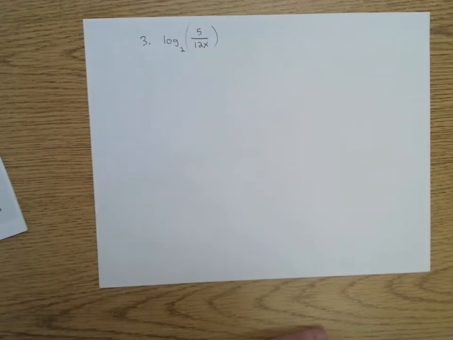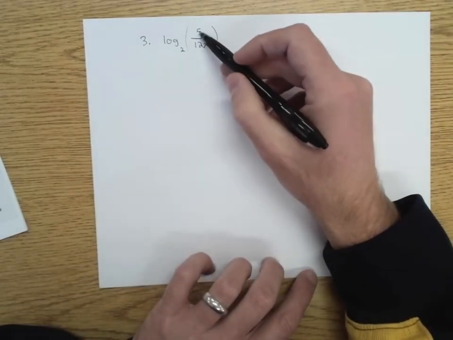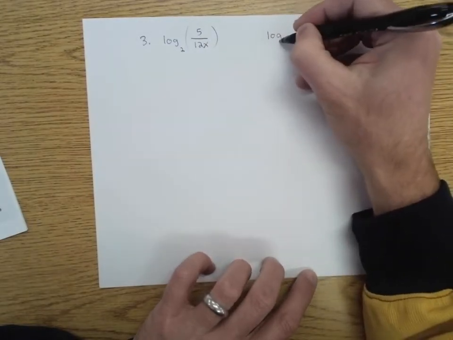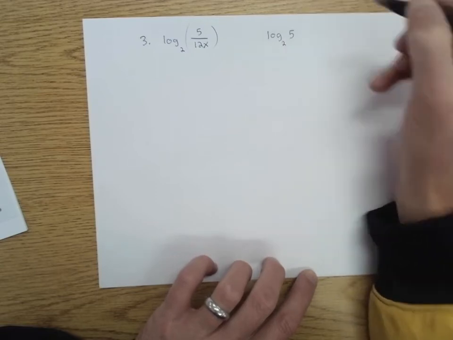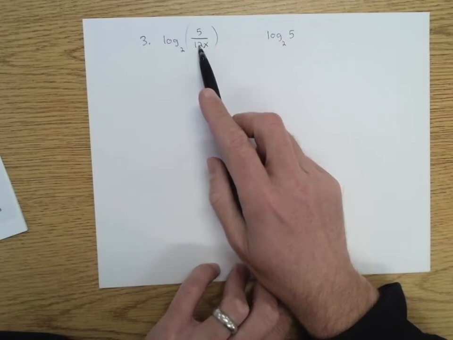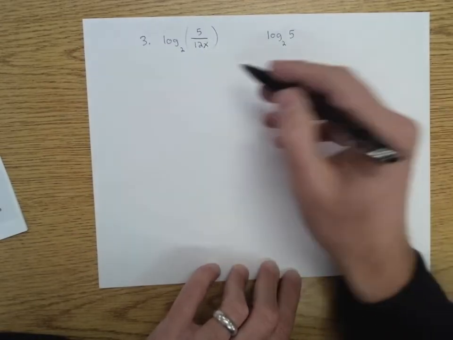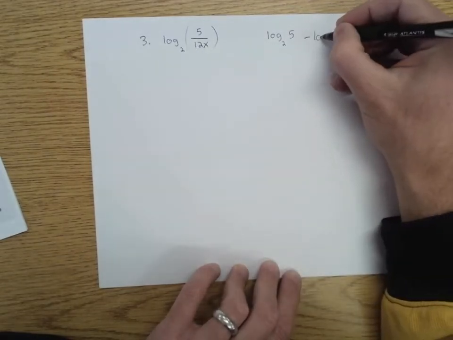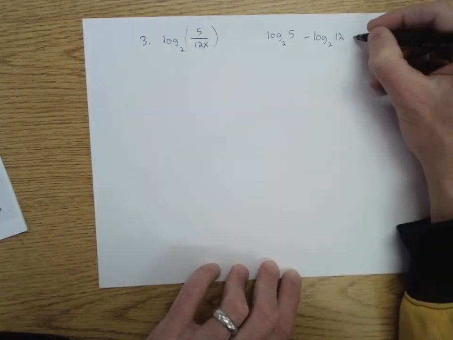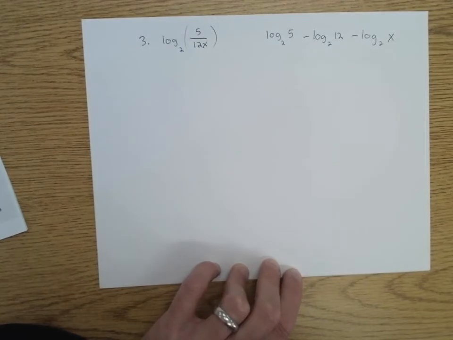Okay, go ahead and try that one. Alright, so when we expand this one, the 5 is the only thing in the numerator, so it's going to have a positive term. So that means it's going to be positive log base 2 of 5. Now I have 2 things in the denominator, and because both of these things are in the denominator, both of them are going to be negative. So it's going to be minus log base 2 of 12, and then also minus log base 2 of x. Okay? And that's the final answer.